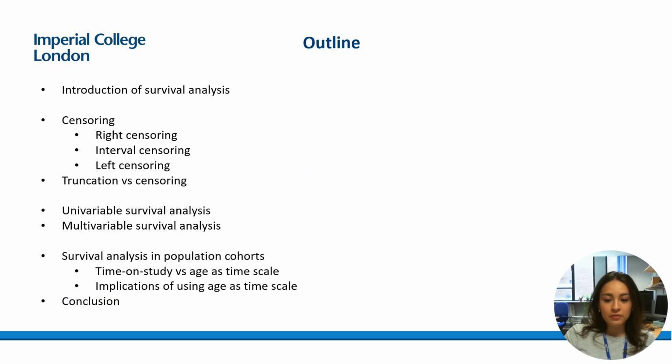So just a little bit of a layout of what this presentation will include. I will do a brief recap and introduction of survival analysis, mainly focused on the types of censoring that there are, including right censoring, interval censoring, and left censoring, as well as how it differs from truncation.